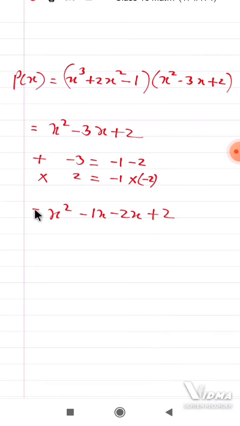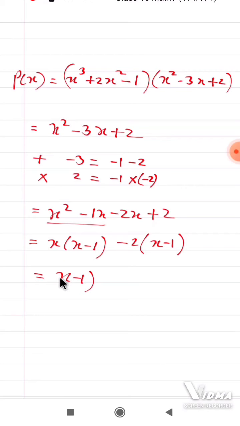Now let us see the next. Here we get x as a common, and in the bracket x minus 1. Here also we get -2 as a common and x minus 1 in the bracket. So we get two factors. One is x minus 1 and the other is x minus 2. With these two factors, we can find two more zeros of this quadratic polynomial. Hence x equals to 1 and x equals to 2. These are the zeros of this quadratic polynomial.